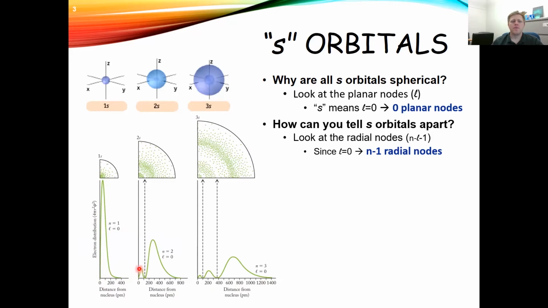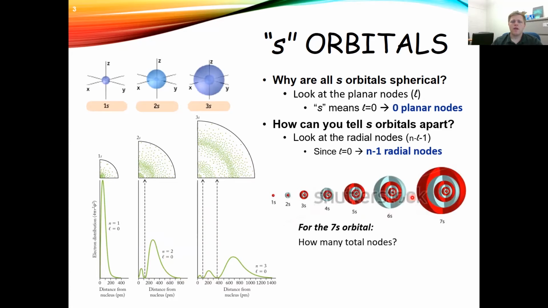For the 2s, you have some small probability of being close to the nucleus, and then this dashed line right here indicates your radial node. And so right at this dashed line, electrons can't exist there. But we do have some probability of the electrons being beyond that point as well. And for the 3s orbital, we're going to have n minus 1 radial nodes, and those are denoted by these dashed lines. So if it's the 3s orbital, the 3 means n equals 3, and so we're going to have n minus 1 radial nodes, which would be 2. And those are denoted by these dashed lines.